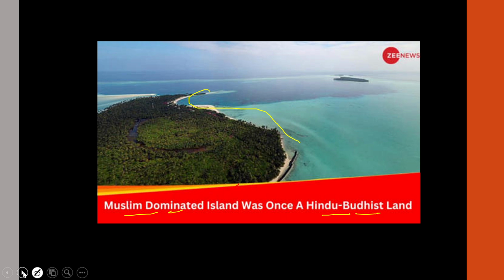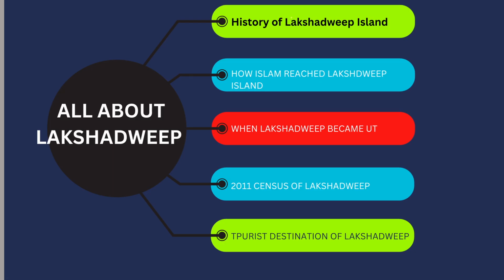The flow of the lecture is in this way. Please look at this one. We'll first of all talk about the history of Lakshadweep Island. Then we'll talk about how Islam reached Lakshadweep Island. Then how Lakshadweep became a union territory and when. The 2011 census of Lakshadweep, what is the population over there, and the region wise population we'll see. Then tourist destination places in Lakshadweep.